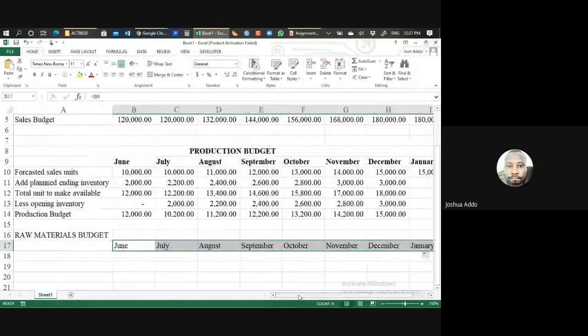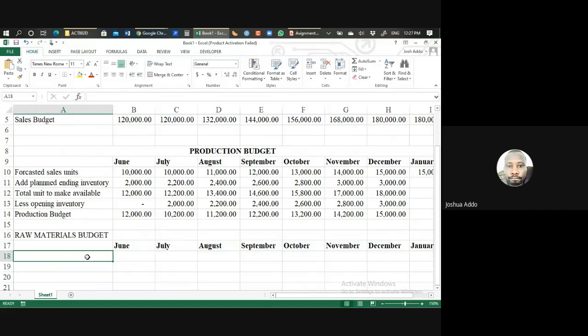Okay. We can write here production units because we need to know the units that we have to produce, and then the material units required to produce one finished good. So the starting input is equal to the production budget or the production units. So we can write the units of production. Production units. And the figures are as we see in the production budgets for each of the months.